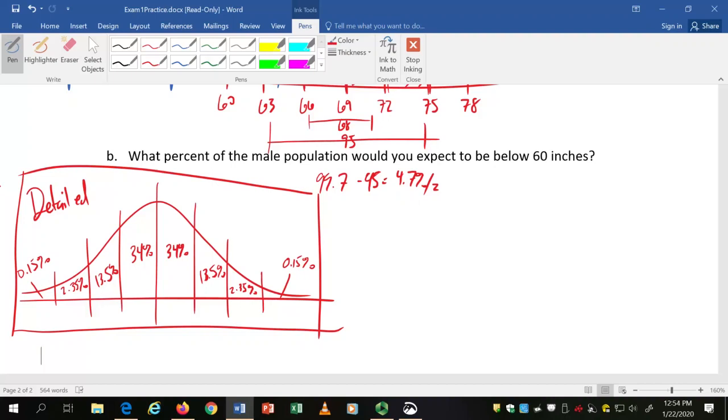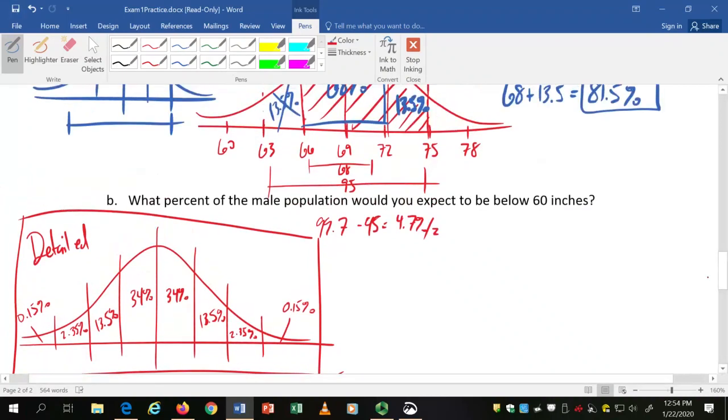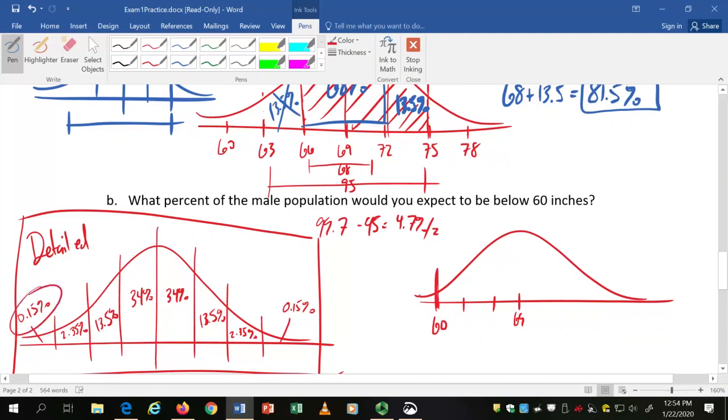So then we can solve our next problem pretty easily, right? Because where is 60 inches? Yeah, 60 inches is 3 standard deviations below, right? And we can see from our picture, I already solved for that. It's going to be 0.15%.